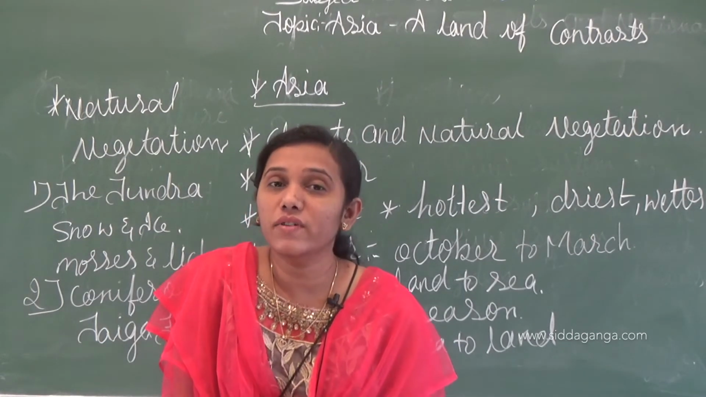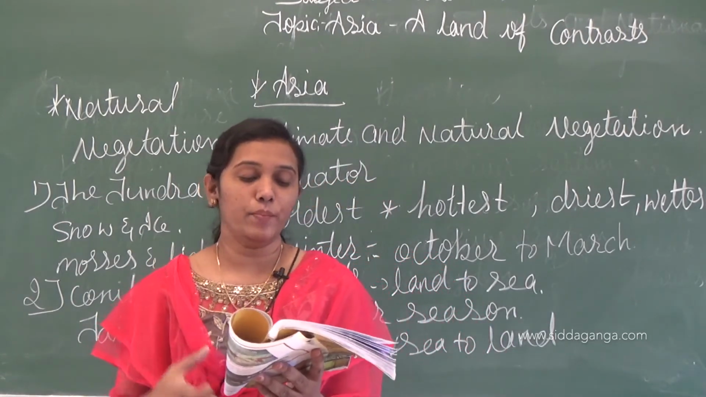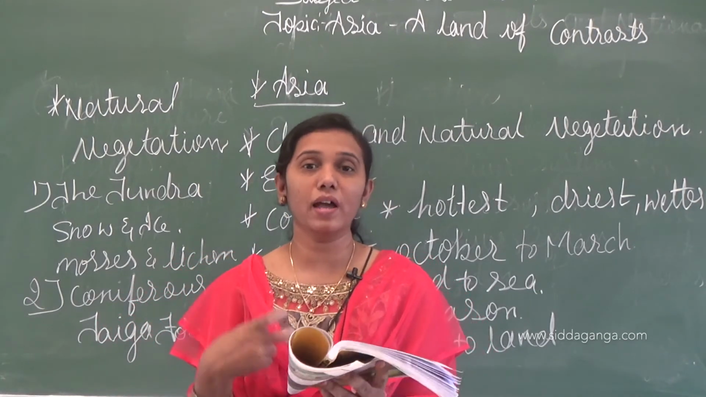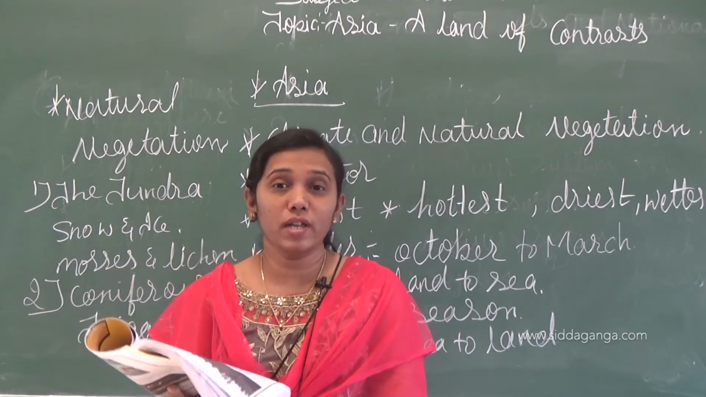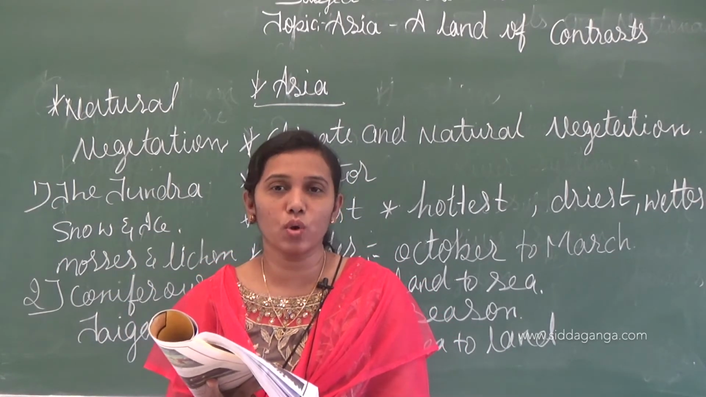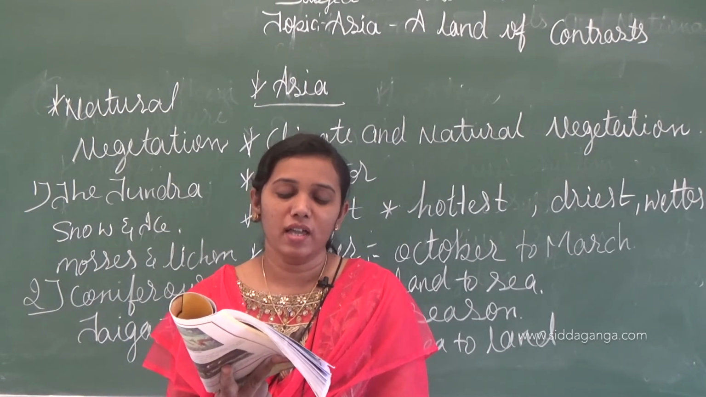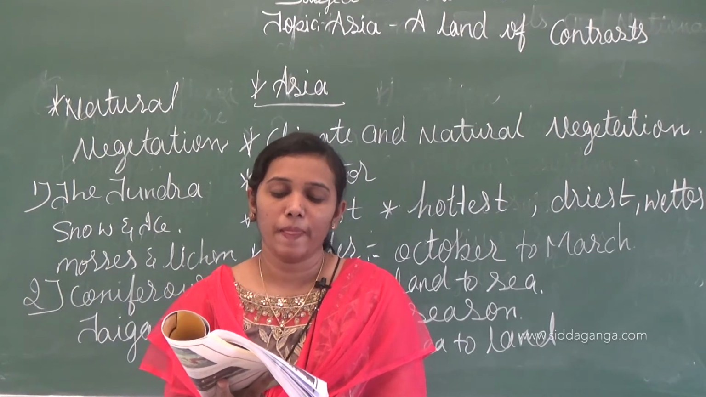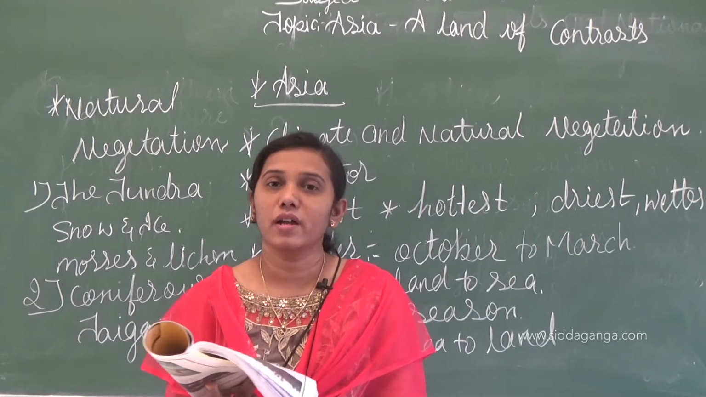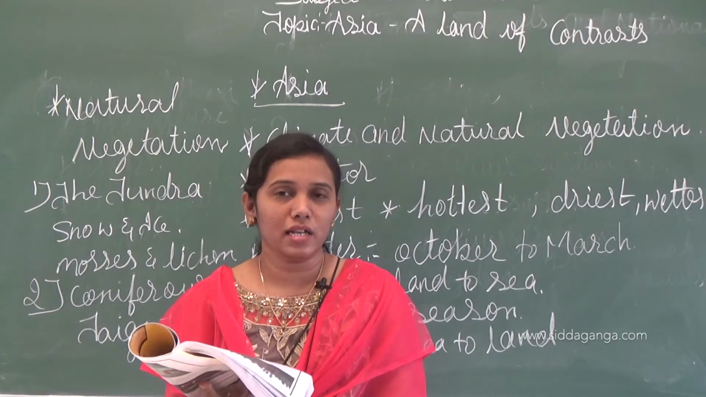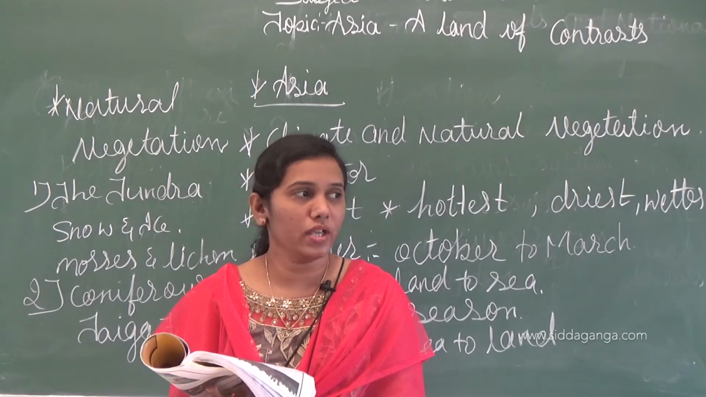Next one is desert vegetation. It occurs in tropical and temperate deserts of Asia, for example Arabia, Iran, Thar desert, etc. Only some thorny plants, bushes and poor grass grow here. Understood, children? Here we see less rainfall. That's why some thorny plants, bushes and poor grass grow here. Near the oasis, palm and date trees are grown.